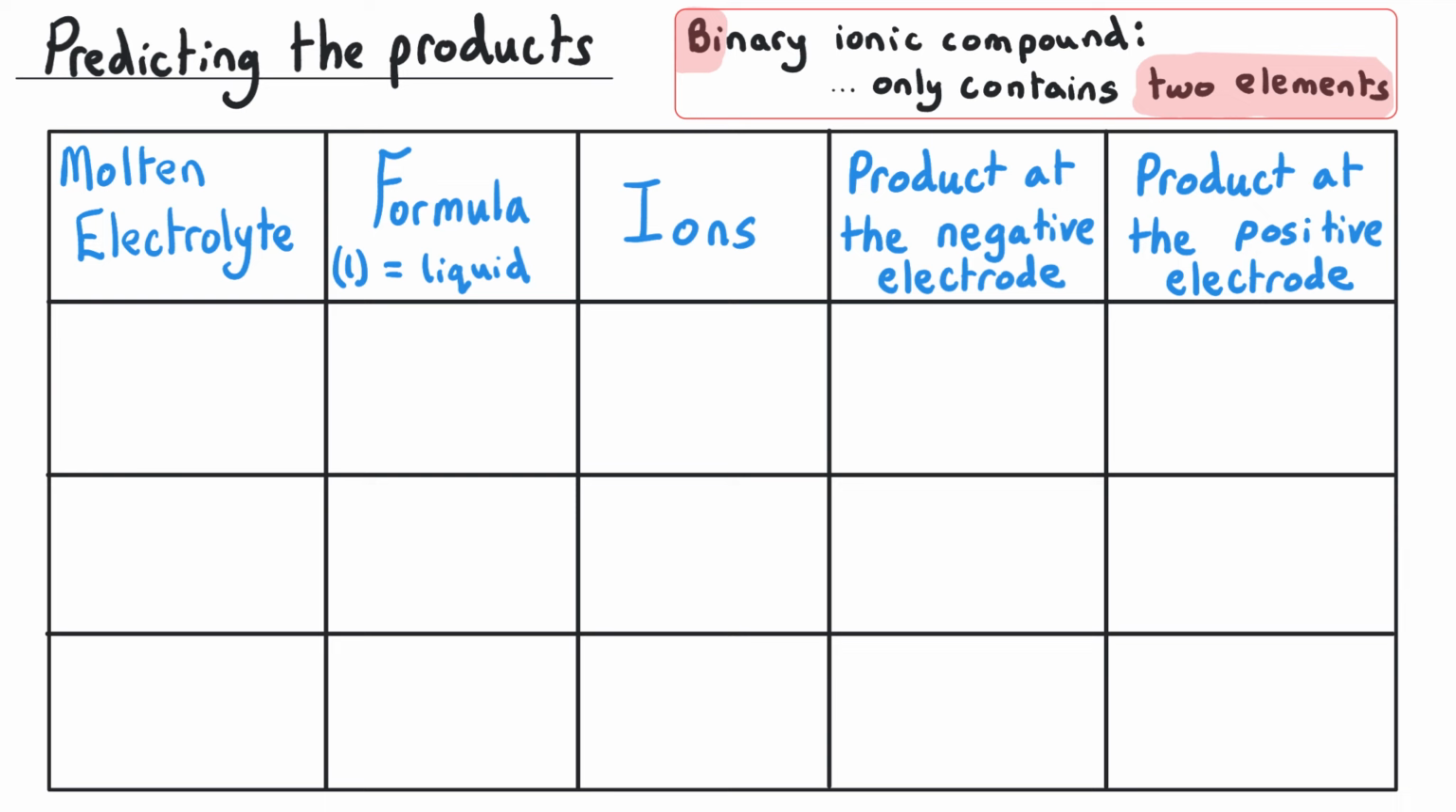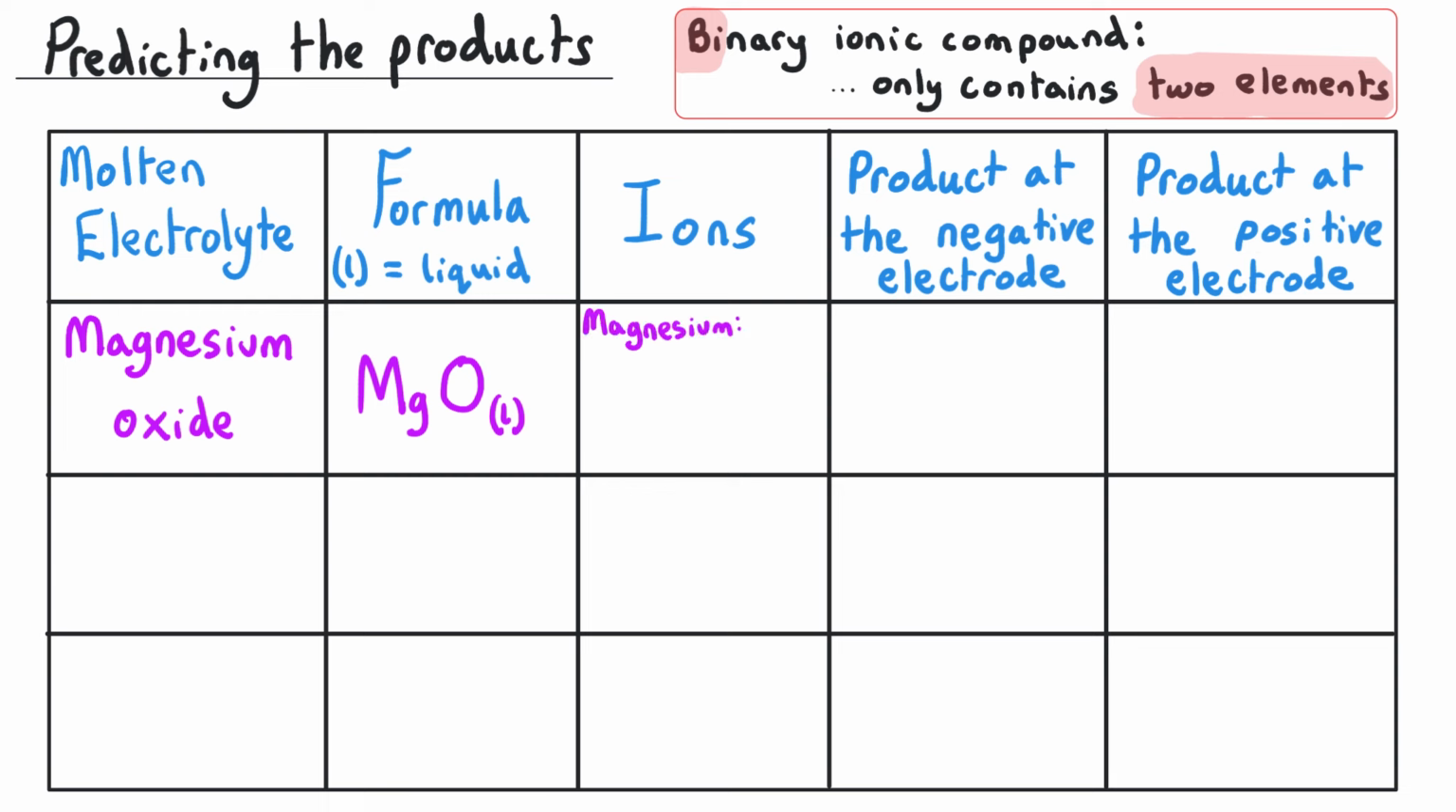And so if we take a look at three examples, first of all, magnesium oxide. Magnesium oxide has got the formula MgO. Mg is magnesium and the O is the oxygen. But on this occasion, the oxygen is a negative ion, so it will be the oxide ion. The two ions that are going to be present in the magnesium oxide are magnesium.